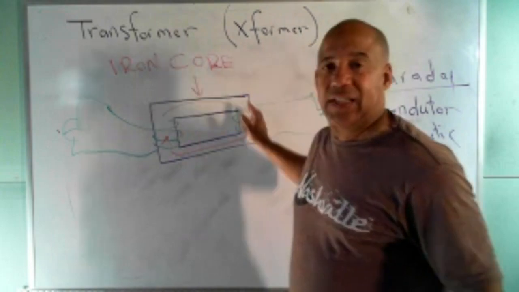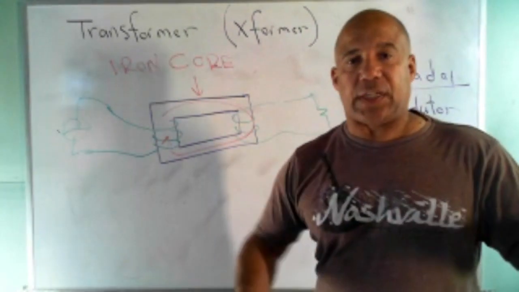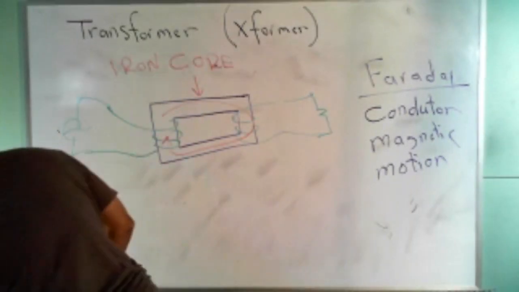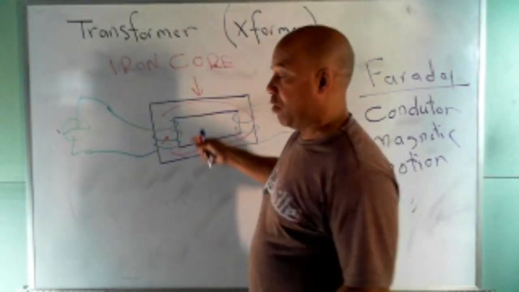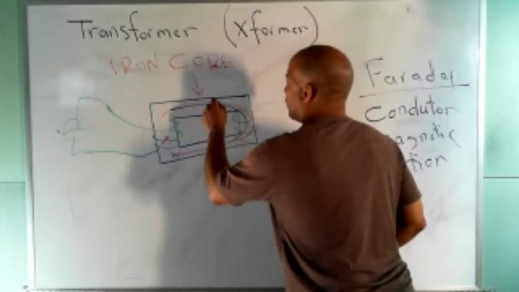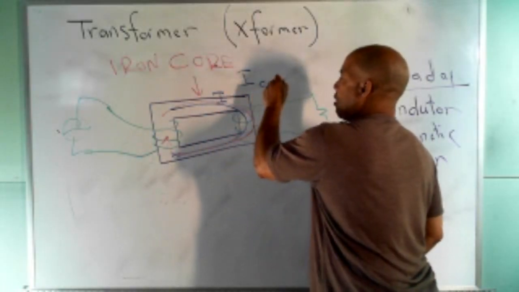But the core is one continuous piece of metal, so I have a closed circuit. If I have a voltage in a closed circuit, guess what I'm going to get inside the core? I'm going to get current flowing. So not only do I have magnetic flux in the core, I also have current flowing in the core. I'm going to call it I core.